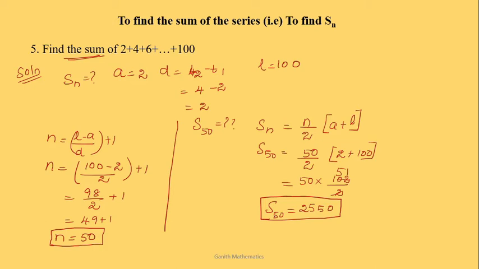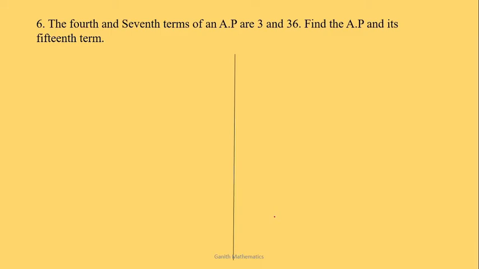Okay. Next we are going to see some more problems related to this. The fourth and seventh terms of an AP are 3 and 36. Find the AP and its 15th term. That is what the question is. So now we are going to write what things they have given in the question.